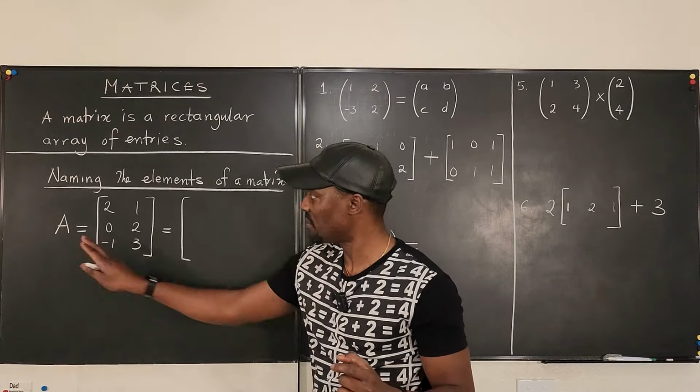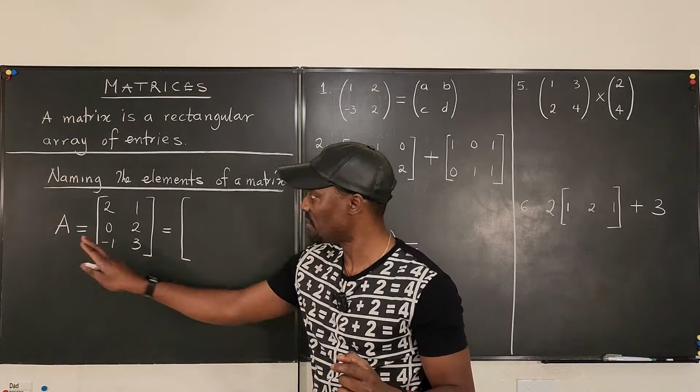It is the most important thing about how to name a matrix or how to perform many of these operations we'll be talking about. You name the size or the dimension or the entries of a matrix depending on their positions in the rows and the columns. So you must know the row, you must know the column.